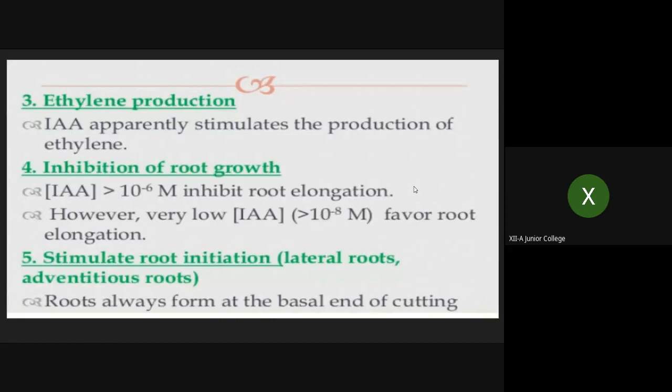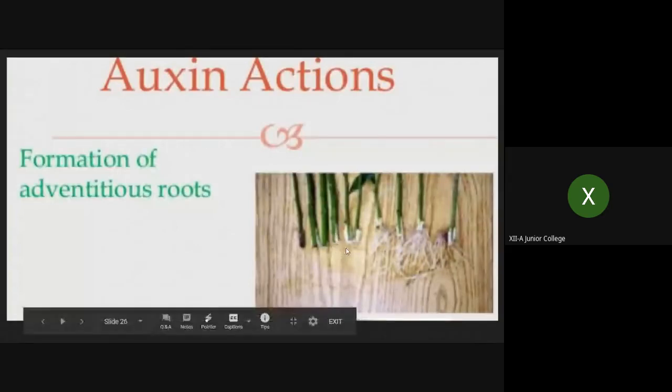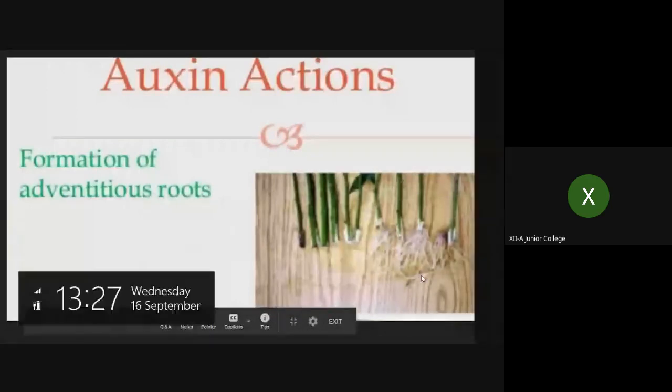Then formation of adventitious roots. There are different types of roots: the taproot system, and the other one, the adventitious root system. In case of tissue culture, if stem cuttings are used as explants, the stem is already there. What is required to be produced artificially? Roots. So adventitious roots are produced by the application of auxins.